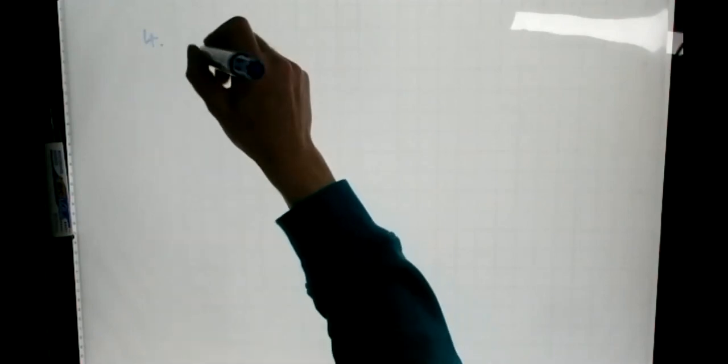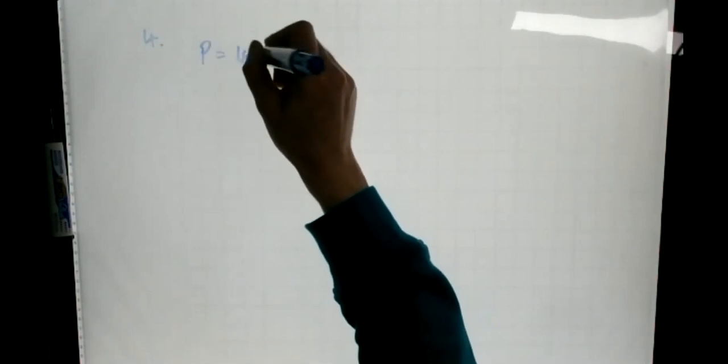So the pressure on a metal sheet is 400 Pascal. If the area of the sheet is 0.06 meters squared, calculate the force on the sheet. So the formula: force equals pressure times area.